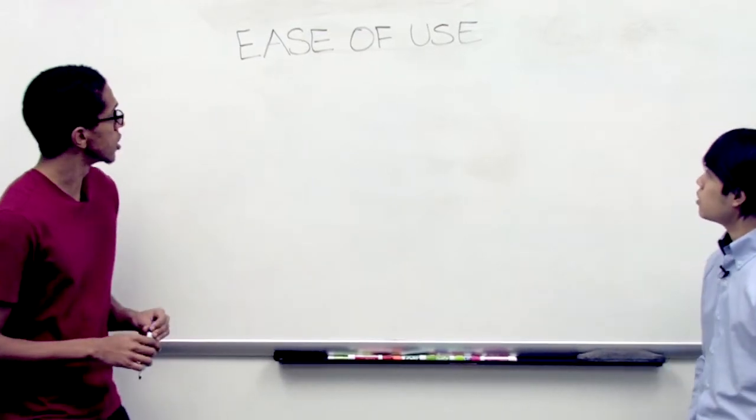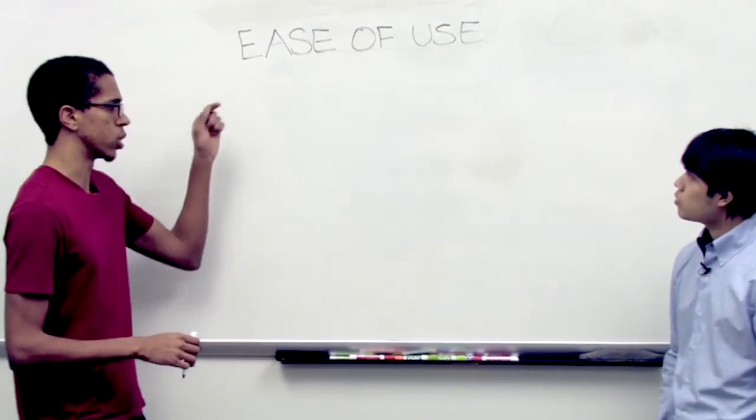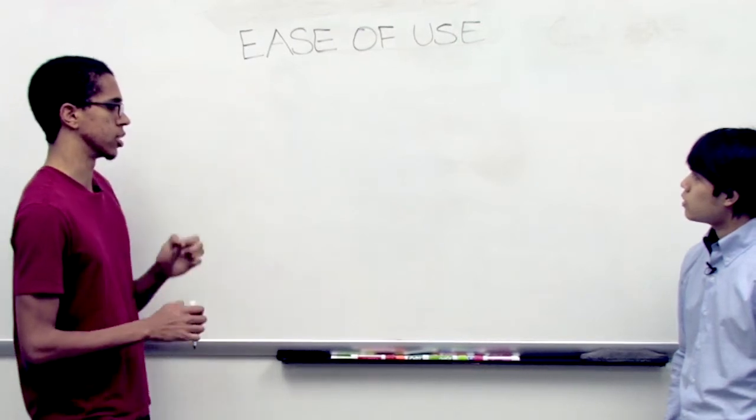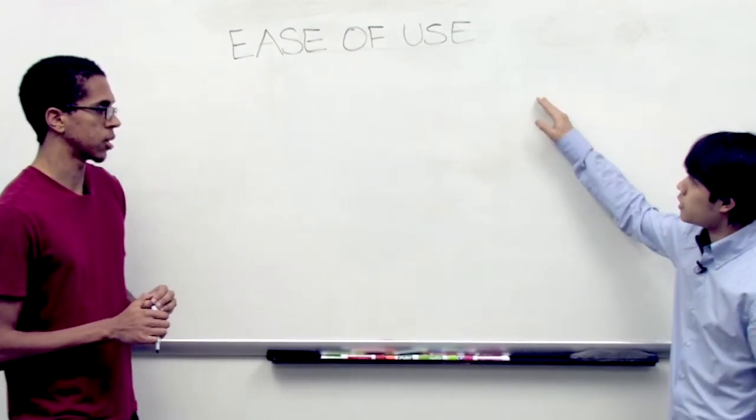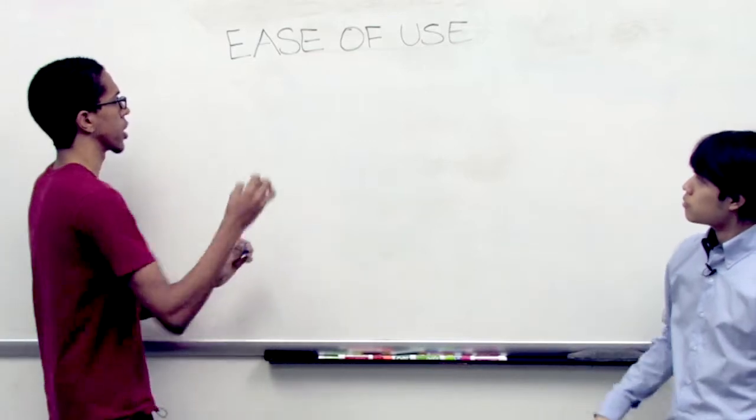Sounds good. All right, so for the ease of use scale, do you want 1 to be the easiest or 5 to be the easiest? I think we should have 5 being the easiest and 1 being the hardest. Okay.